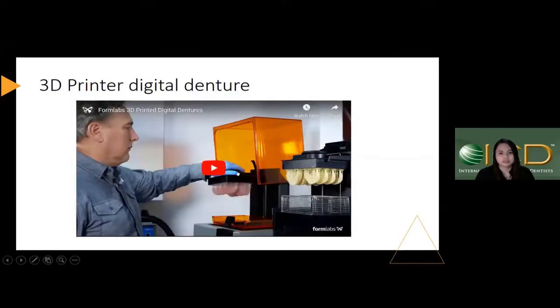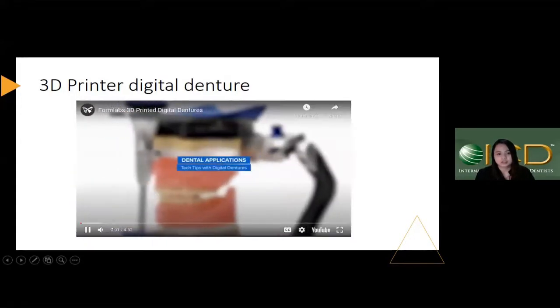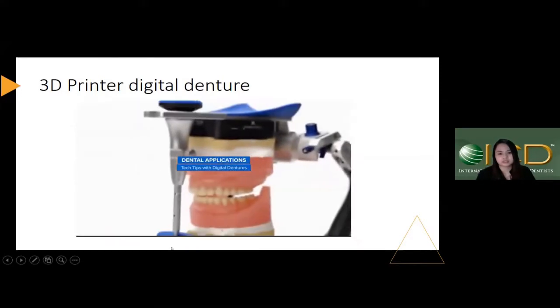So this is just a video explaining about when we use a 3D printer to make a digital denture. The printer used is the SLA 3D printer.